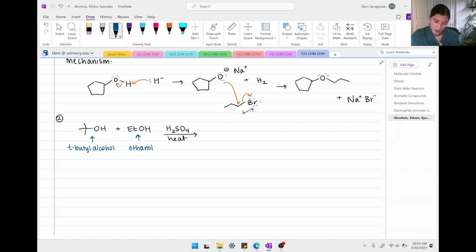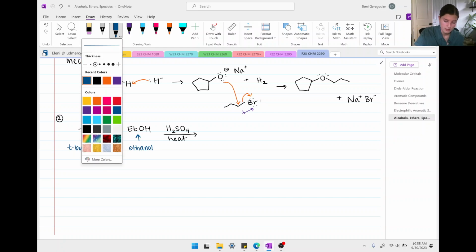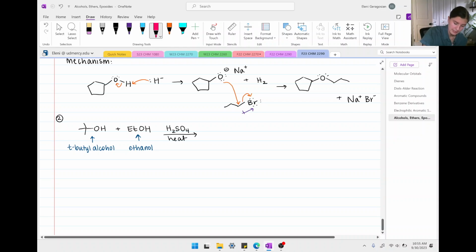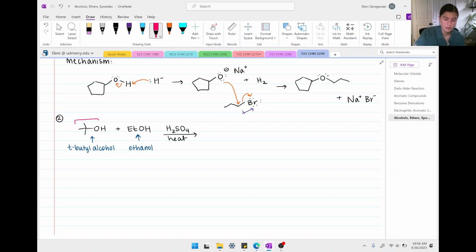So to predict the products, we could essentially take the R group from the tert-butyl alcohol and then the R group and the oxygen from the ethanol and create this ether, where we have the tert-butyl group from tert-butyl alcohol and then the ethanol without the hydrogen as the second part, and that is an ether.